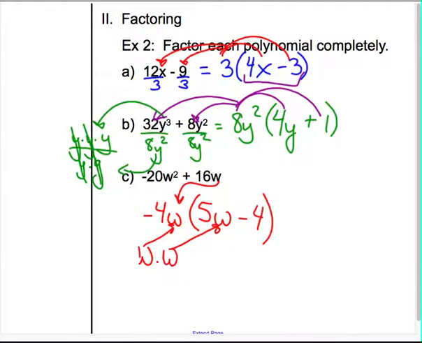So double checking, the negative 4 times 5 gives me a negative 20. W times w gives me the w squared. And then the negative 4w times negative 4 gives me the positive 16w.